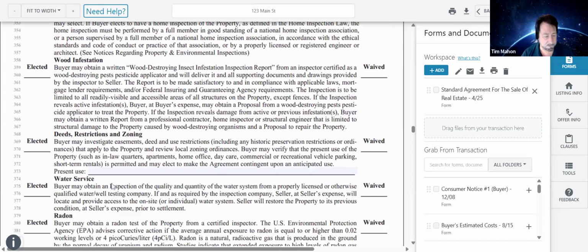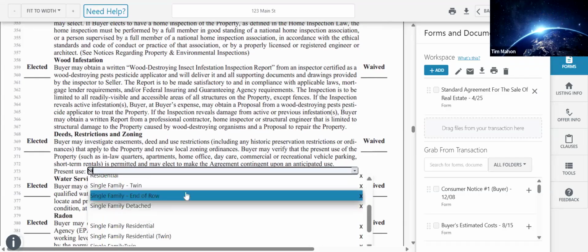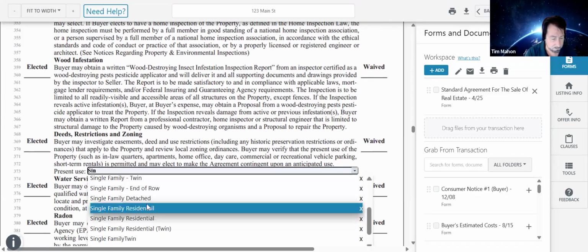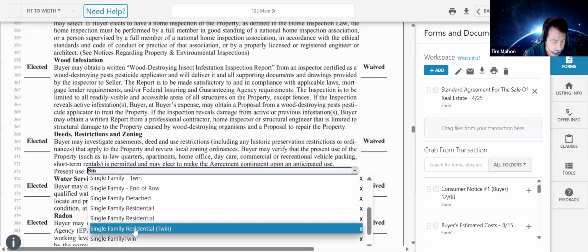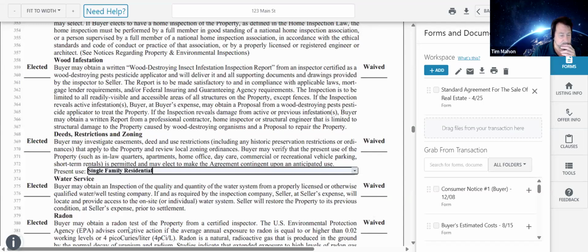Deed restrictions in zoning. Generally, you got to fill in the present use. So that's going to be on the tax record. Let's say it says single family residential. That's what would go there. That's common. Single family residential. That would be one for that. Single home. So that would be what would go in there. Water service, would we do?